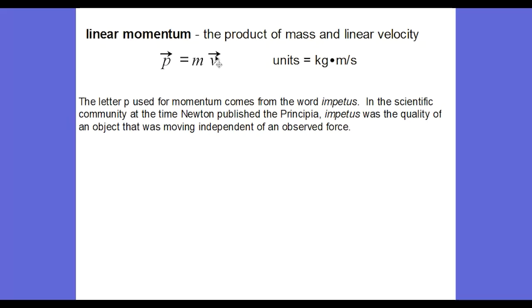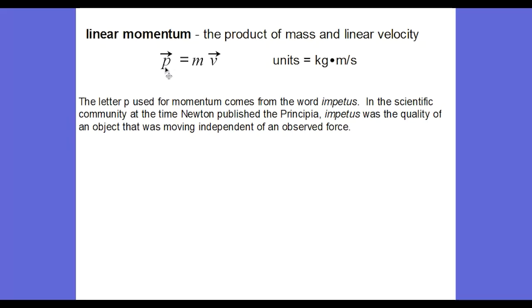Velocity, of course, is a vector. Mass is a scalar. So the direction of our momentum vector will always be in the same direction as the velocity vector. The units of mass is kilograms. The units of velocity is meters per second. So the units of momentum then is kilogram meters per second. There is no other name for it.